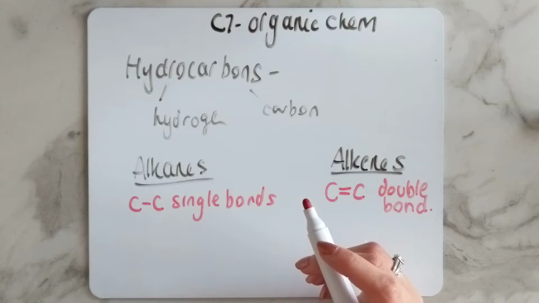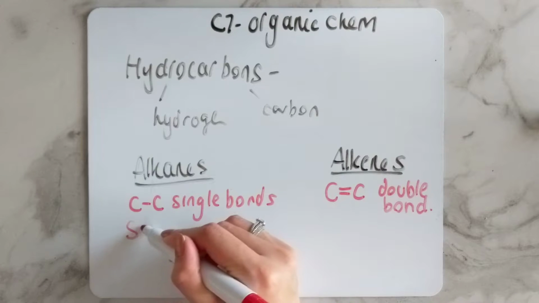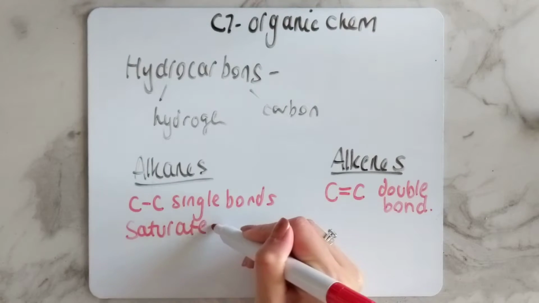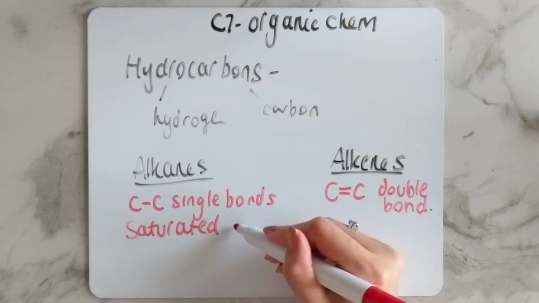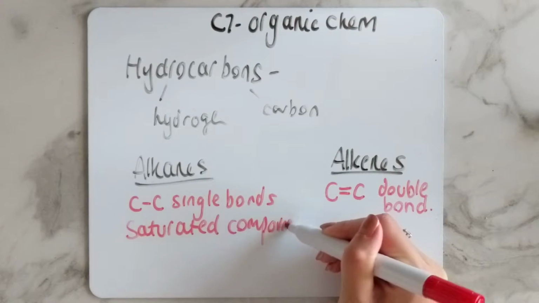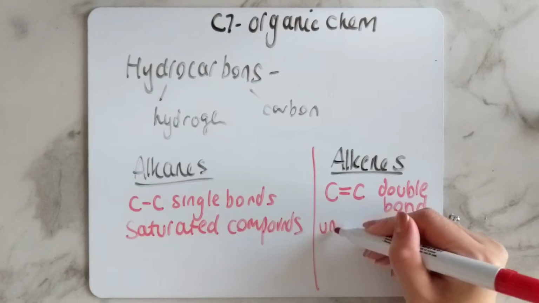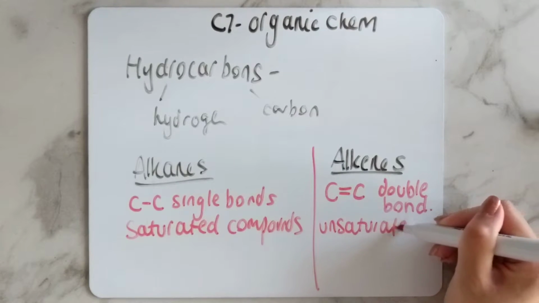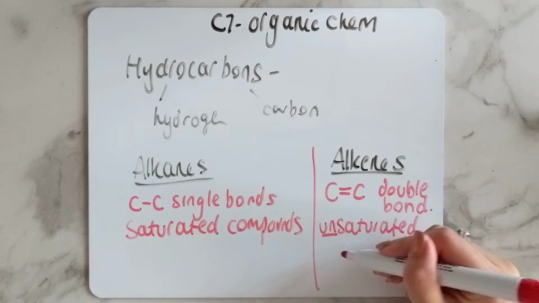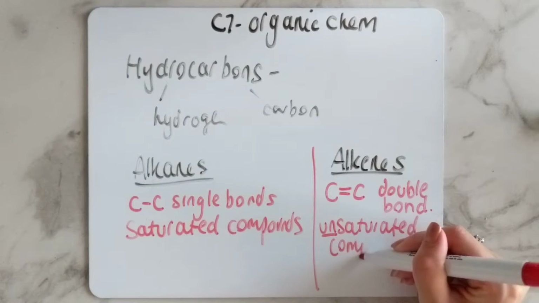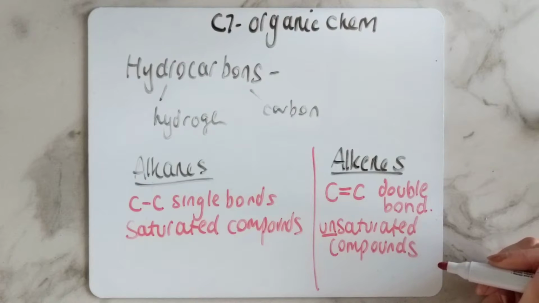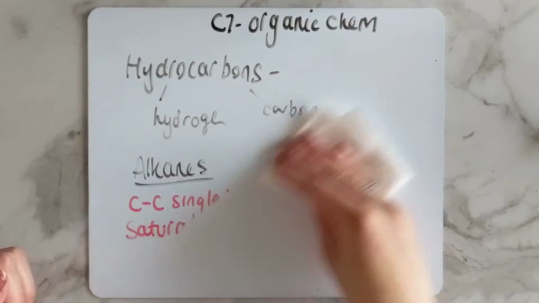But alkanes are known as saturated compounds, and what that means is that they just have single bonds, that's all. They're just known as saturated compounds. And alkenes are known as unsaturated compounds, and they're unsaturated because they have that double bond. Okay, so let's show you how to draw them.